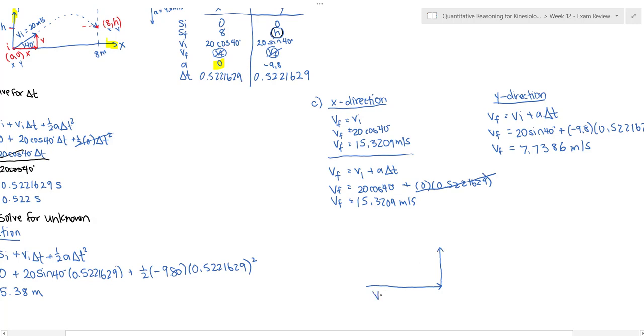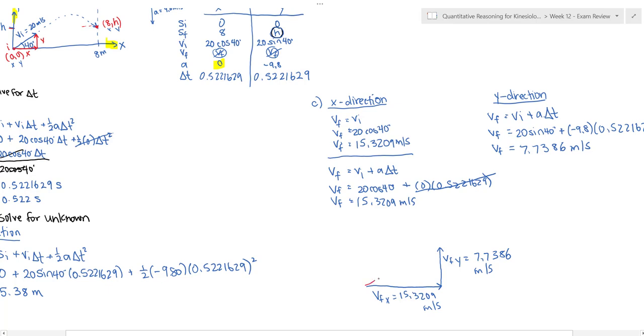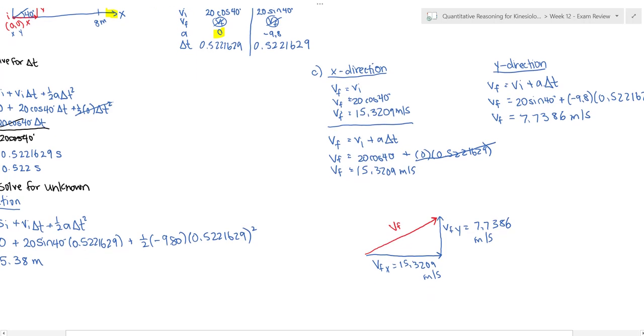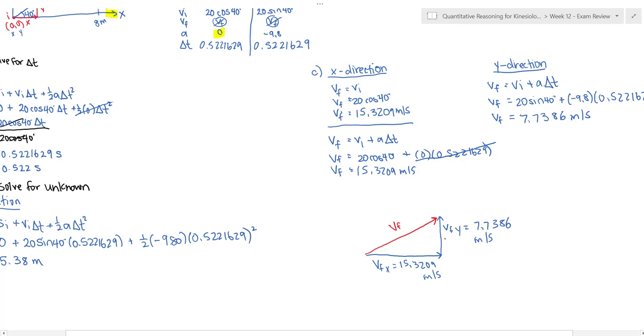So this is my v final x, which is 15.3209 meters per second, and my v final y, which is 7.7386 meters per second. What I'm looking for is the hypotenuse, which is this over here, and that would be my v final. Okay, so I'm solving for v final. So what I should do is label my three sides. I know two sides of a right angle triangle. I'm looking for the third side, the hypotenuse. So that's C. The other two sides are A and B.